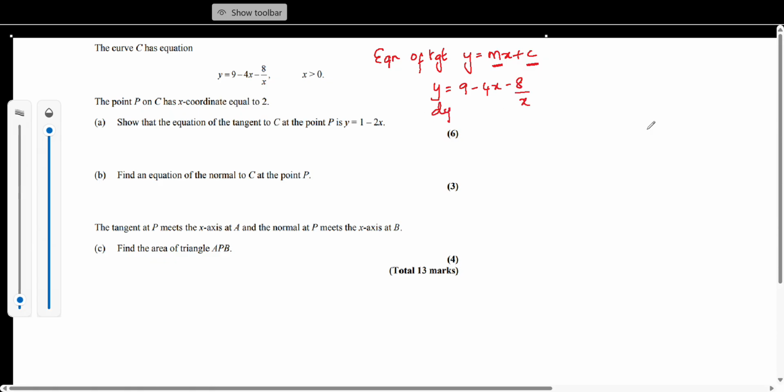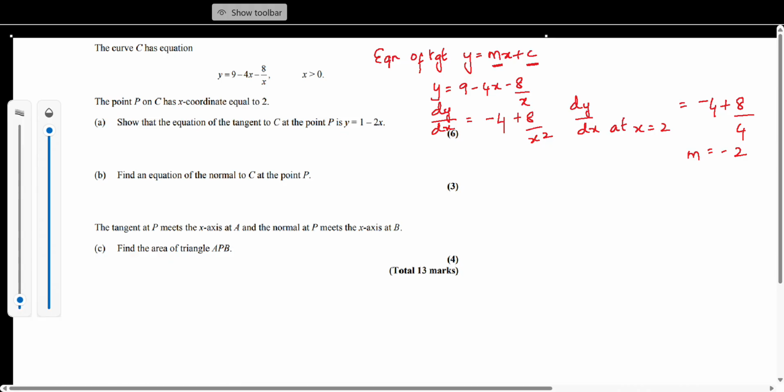When we do dy by dx, 9 is a constant. So x squared minus 1, when you differentiate it, you will get this. This is an expression for dy by dx. Now we need to find out the gradient at P, where x is 2. So it will be minus 4 plus 2, which is minus 2. So m is minus 2.